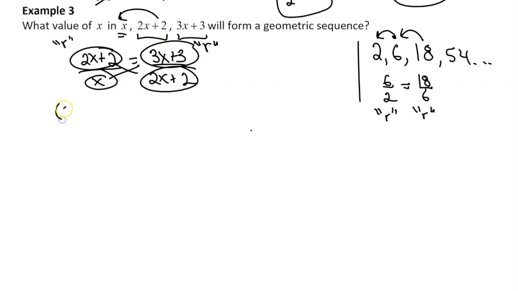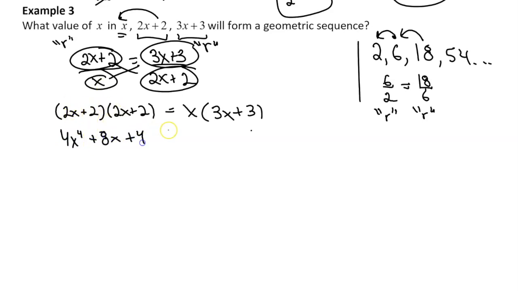So for instance, you could say here, 2x plus 2 times 2x plus 2 is going to be equal to x times 3x plus 3. So let's FOIL this out and let's see what happens from here. So we get 4x squared plus 4x plus another 4x plus 4 equals 3x squared plus 3x. And let's bring everything onto one side. So let's bring everything onto the left side because we have a quadratic. I'm sorry, that should be a squared right there.